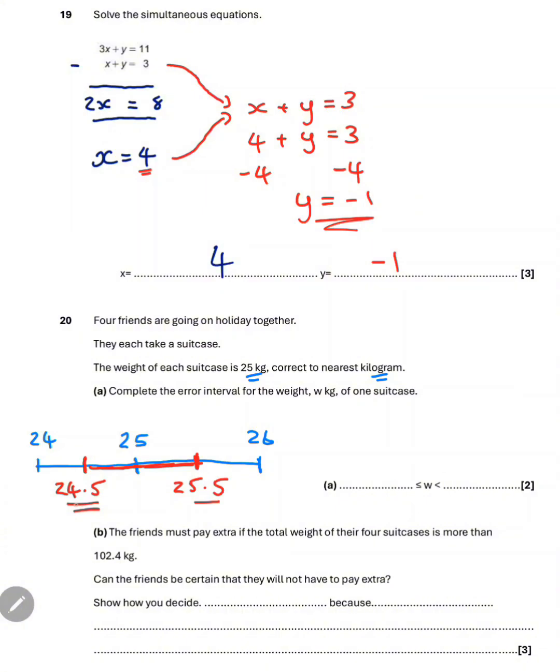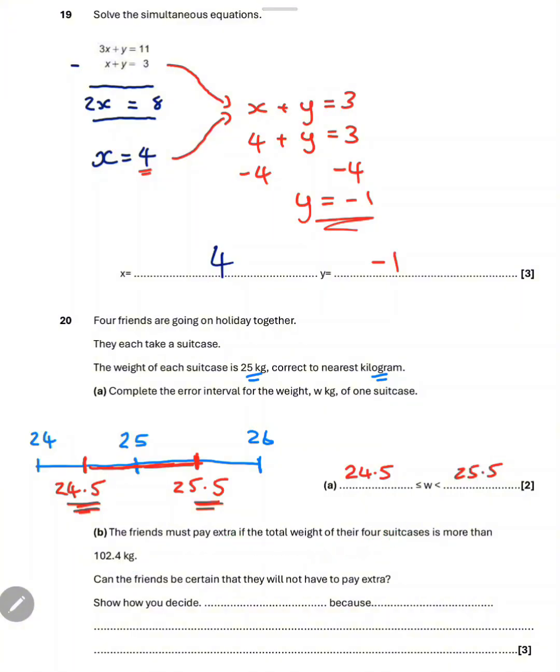How can we complete this error interval? Well, we just take this smallest value, 24.5, and this biggest value, 25.5. Notice that this actually rounds to 26. That's why we've not got the 'or equals to' there. We have it here, but not there. So this is how you would get over that little issue.